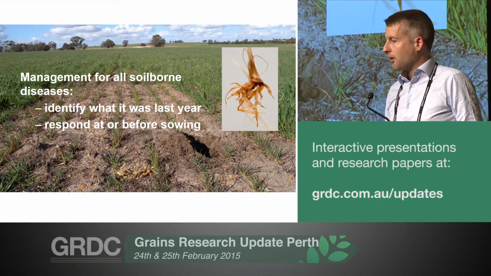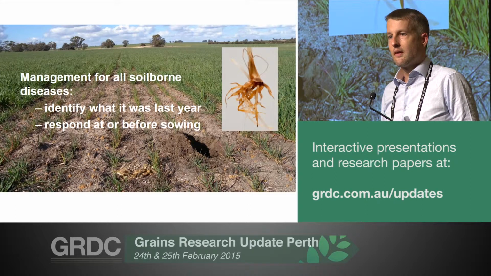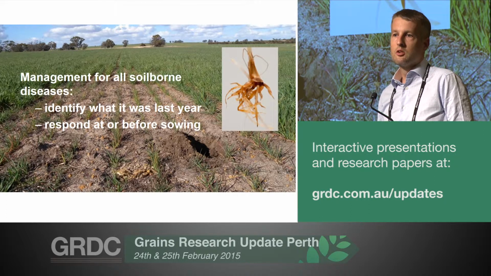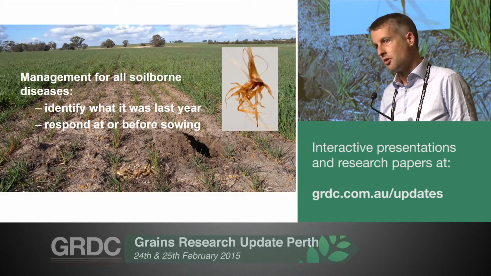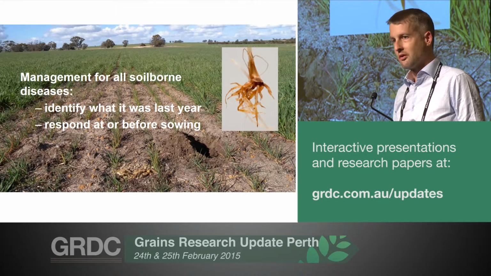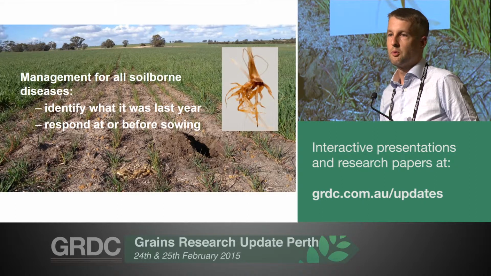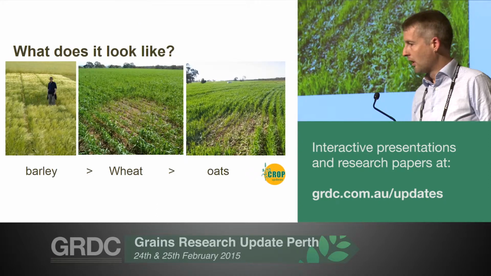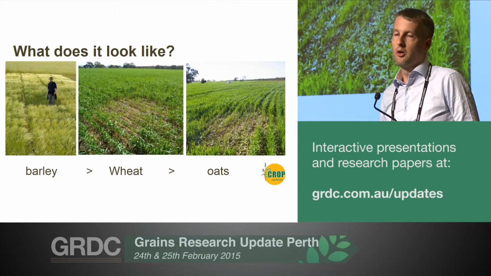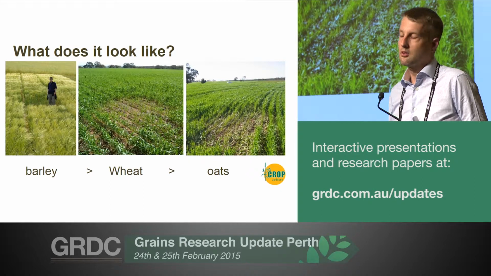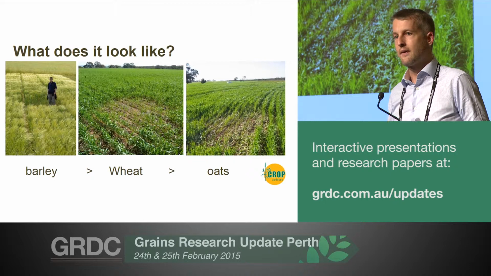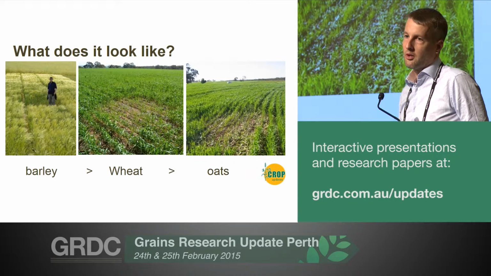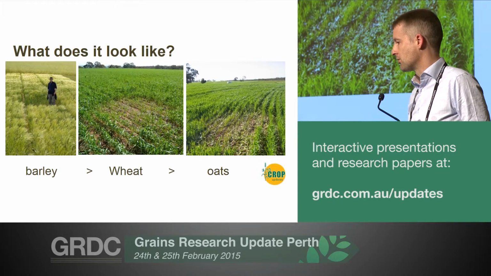With all root diseases, you need to know what you had in the previous year to be able to do something in this current year, which makes it very difficult. You can't just go out and spray like you can for foliar diseases. Most of you probably would know what it looks like. It's a root pathogen. It compromises the roots, and then you get these patches occurring because firstly, the plant is compromised to take up water and also nutrients.